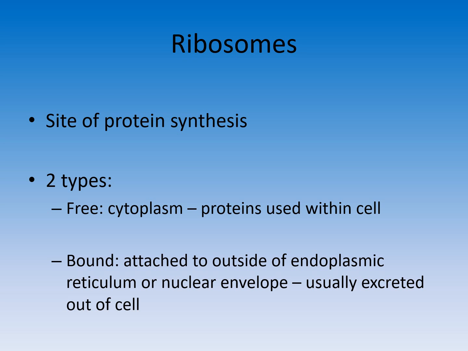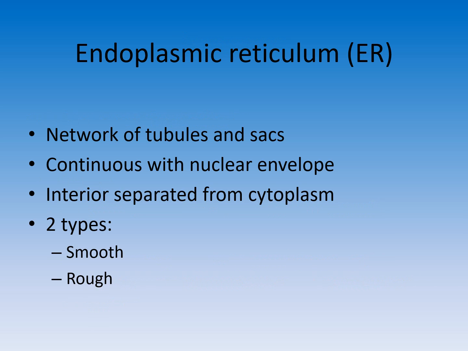Ribosomes, this is the site where protein synthesis occurs. There are two different types of ribosomes. Free ribosomes, which are floating around, as the name implies, freely in the cytoplasm. The proteins made here typically are going to be used within the cell. And then your bound ribosomes are attached usually to the outside of the rough endoplasmic reticulum, and usually the proteins made on those bound ribosomes will be exported or secreted out of the cell.